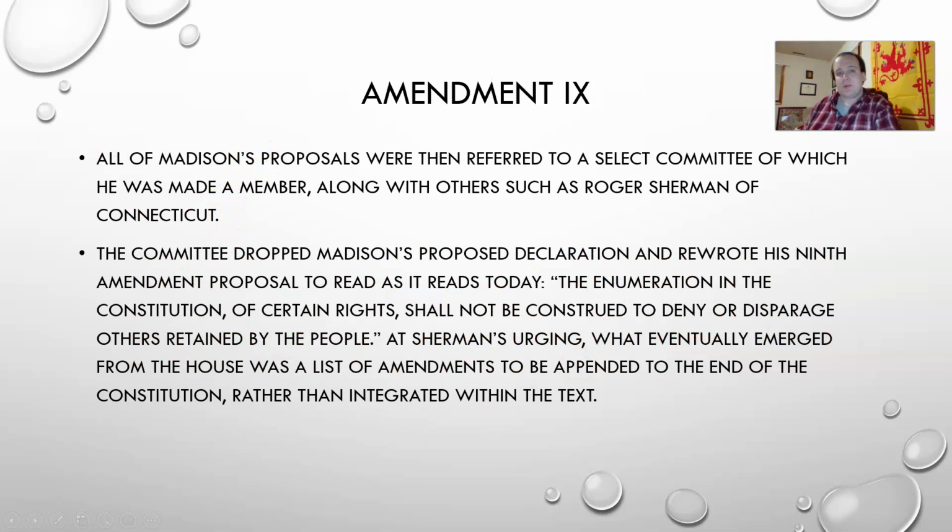So all of Madison's proposals here were then referred to a select committee, and these are still around today, of which he was made a member along with Roger Sherman. The committee dropped his proposed declaration and wrote the Ninth Amendment to read as it reads today: "The enumeration in the Constitution of certain rights shall not be construed to deny or disparage others retained by the people." So at the urging of Sherman, what eventually emerged from the House of Representatives, the People's House, was a list of amendments that was appended to the end of the Constitution rather than integrated within the text.